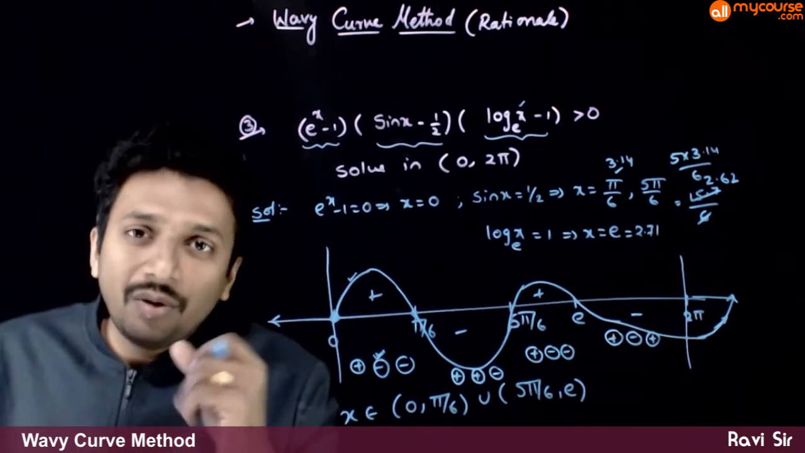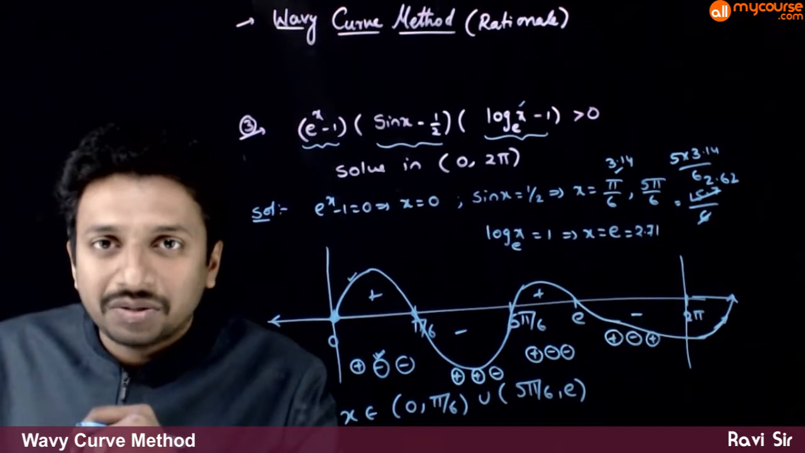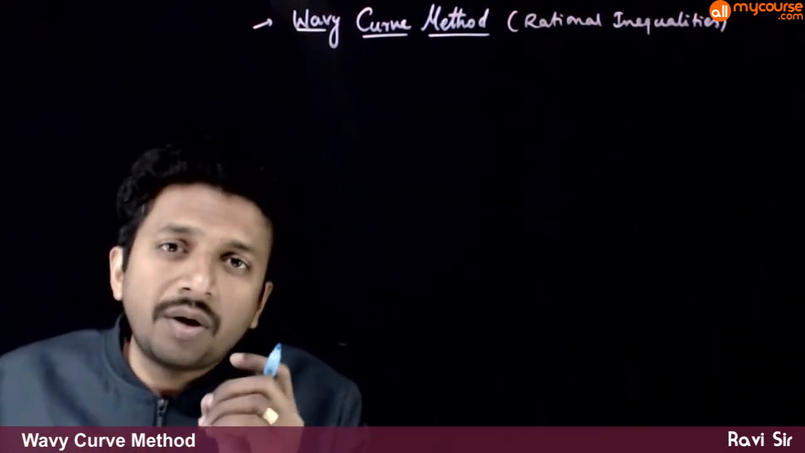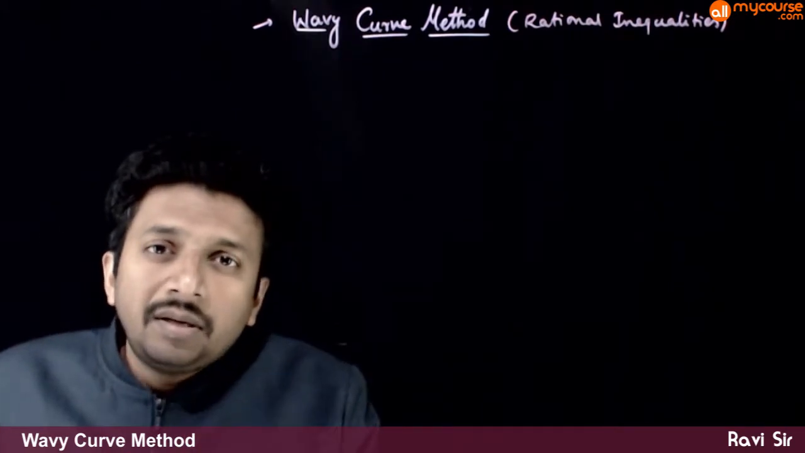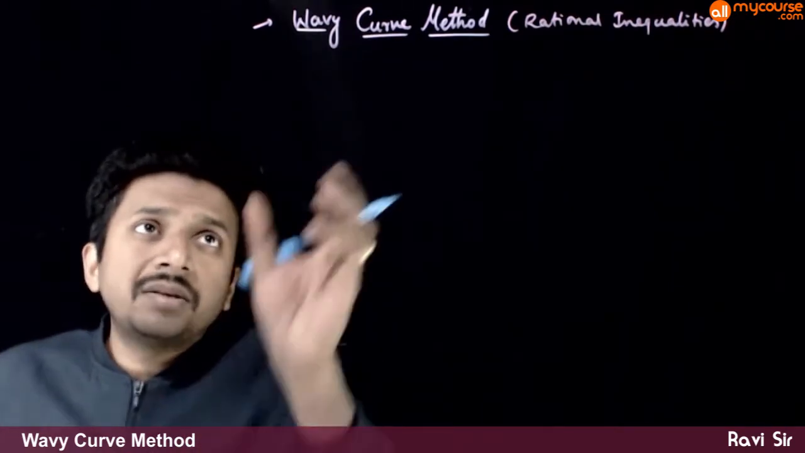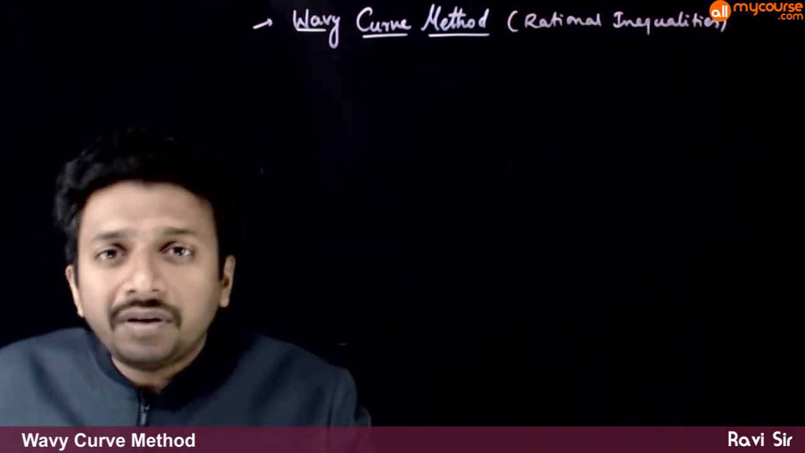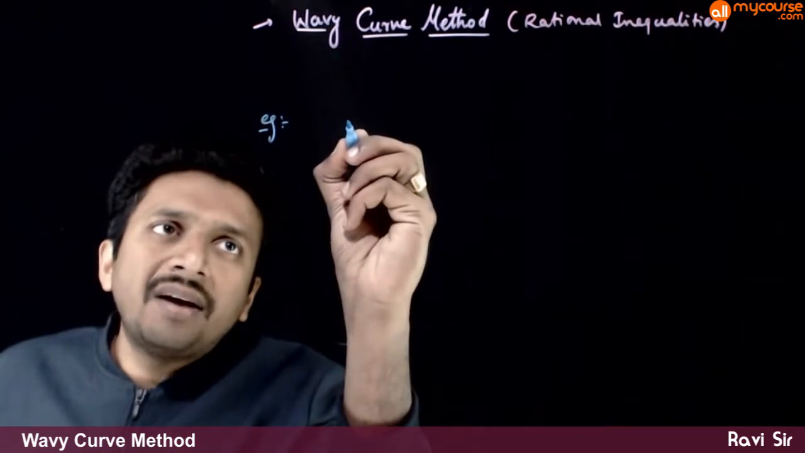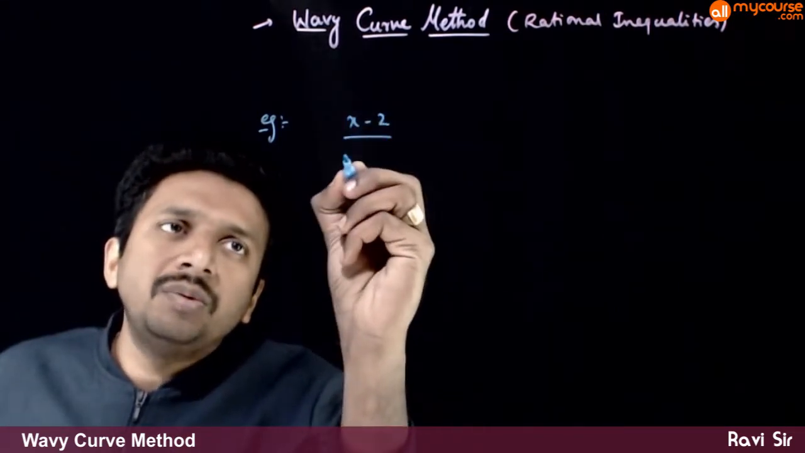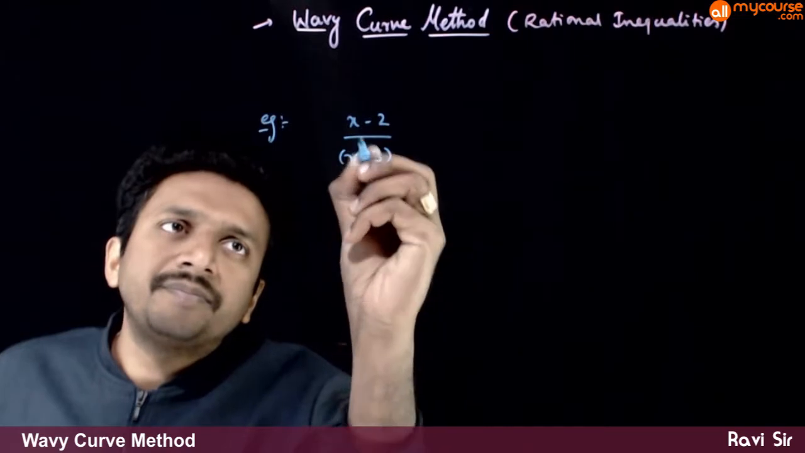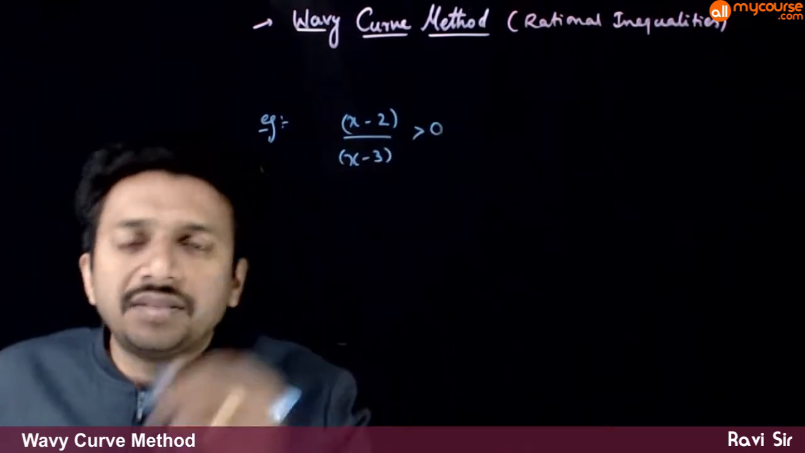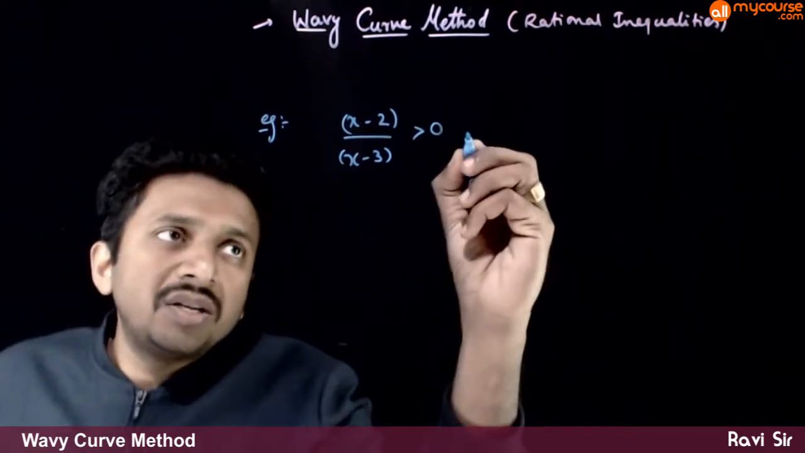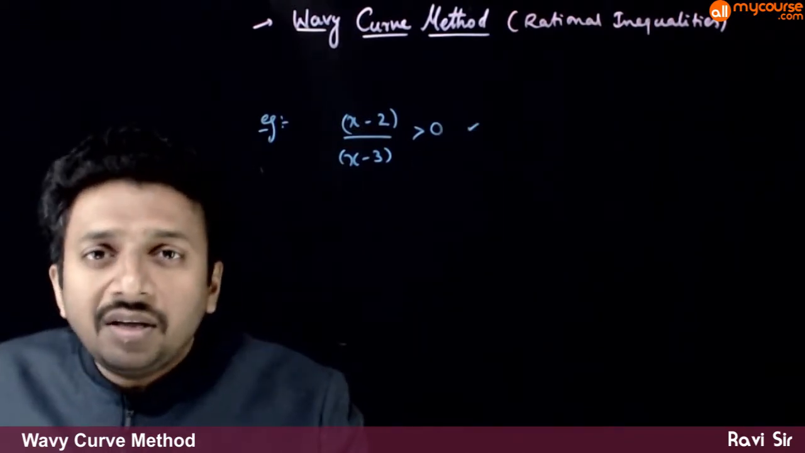So now let us go further for rational inequalities also. Now that we have understood how to use the wavy curve method for quadratic and polynomial inequalities, let us see how to use wavy curve for rational inequalities. For example, if you have the inequality (x minus 2) by (x minus 3) is greater than 0, what is the solution for this rational inequality?